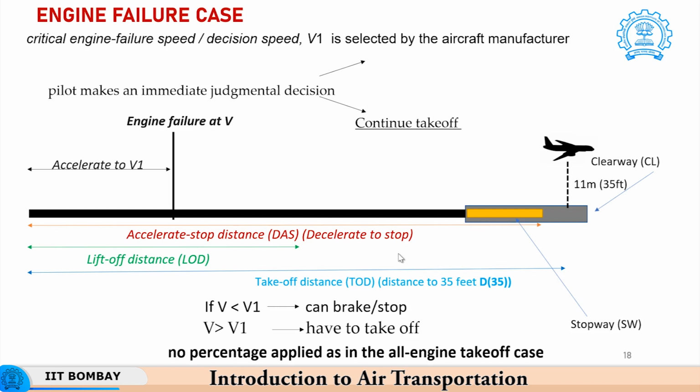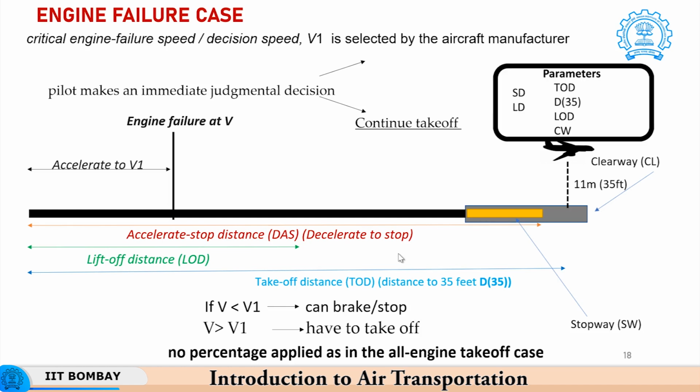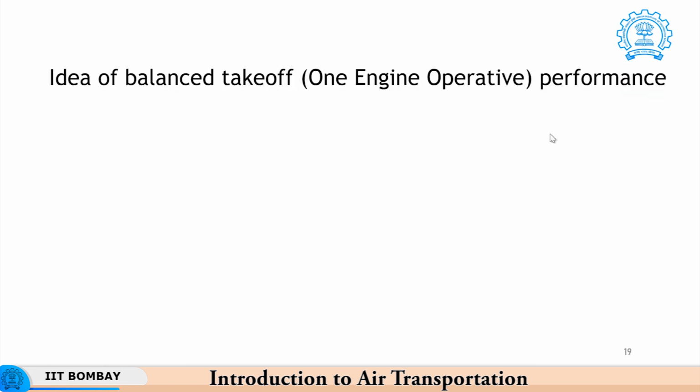Okay. Now, here there is no percentage applied because it is an all engine takeoff case. So, here the parameters which come into play are the takeoff distance D35, the lift off distance, the clearway, the stopway and the landing distance. What we obtain is the decelerate to stop distance, the lift off distance and the stopway.